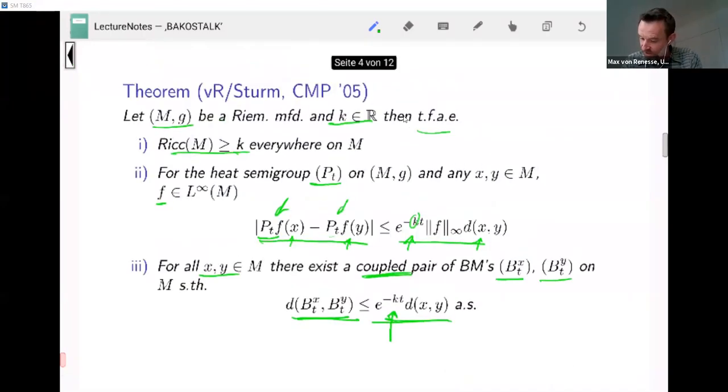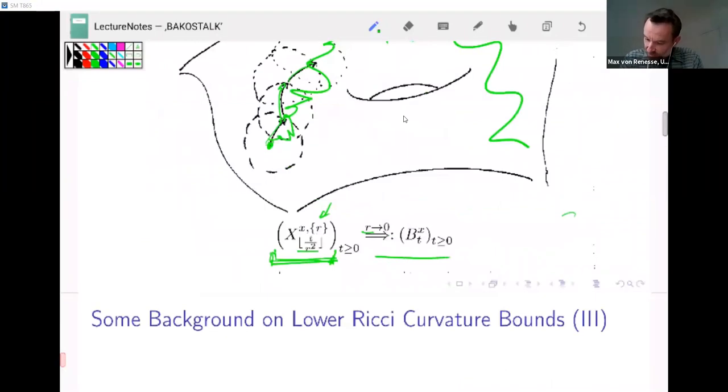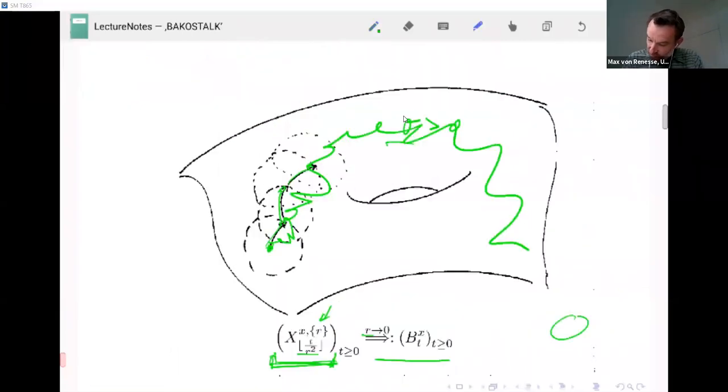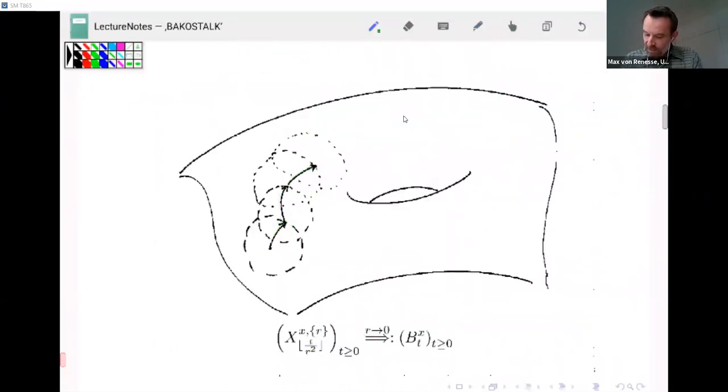So if we go back to the sphere example, I will draw the sphere in a second, but let me just indicate for you first how you do this coupling. Suppose this is your starting point x and this is your starting point y, and you want to construct now two guys which perform a Brownian motion, but which somehow are connected to one another. To construct these couplings, you call this x guy the master. That is, if you like, the master process. And the y process is the slave process.